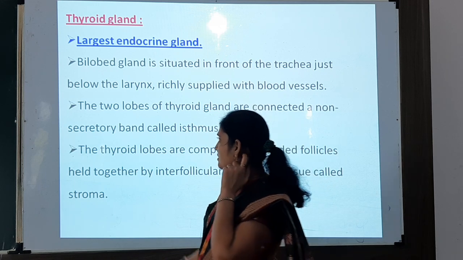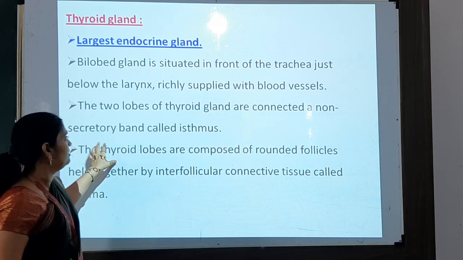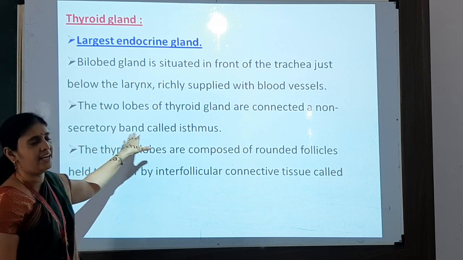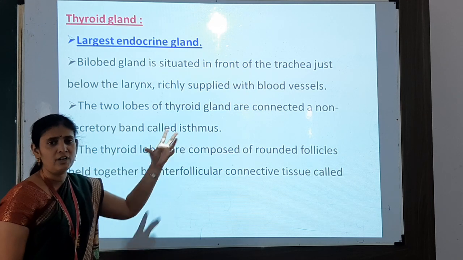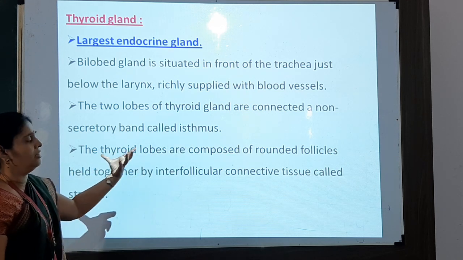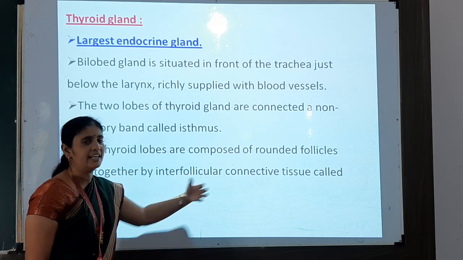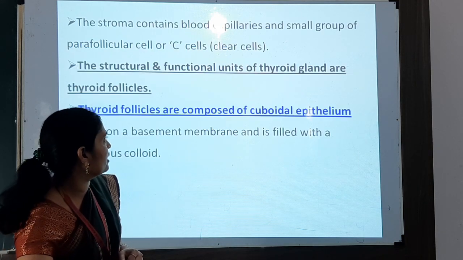So the two lobes of thyroid gland are connected with a non-secretory band which is called the isthmus, and the thyroid lobes are composed of rounded follicles which are called thyroid follicles, and these are held together by interfollicular connective tissue called the stroma. We can see the diagram of this thyroid gland here.